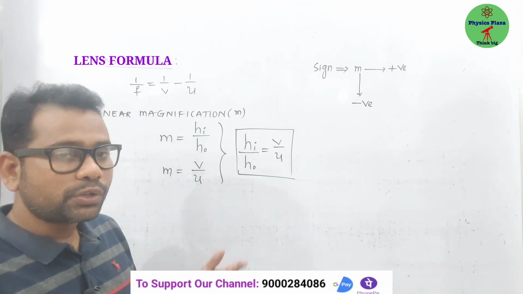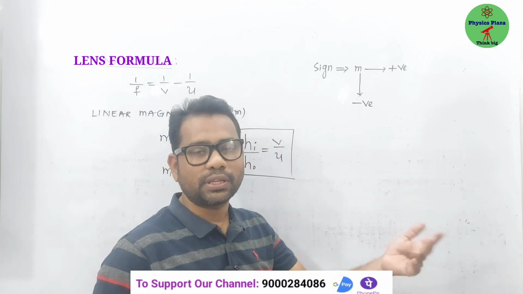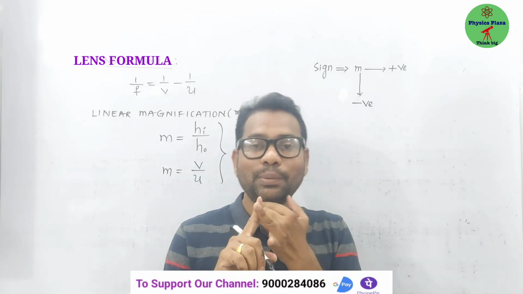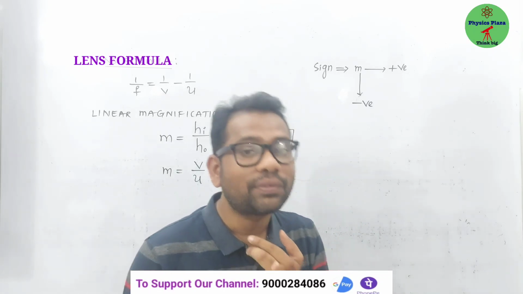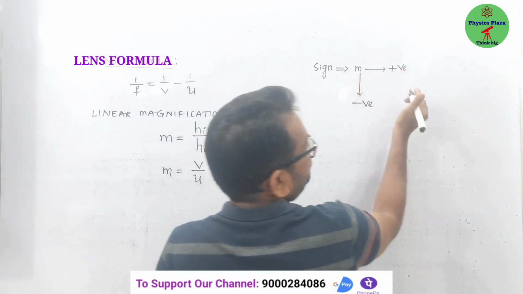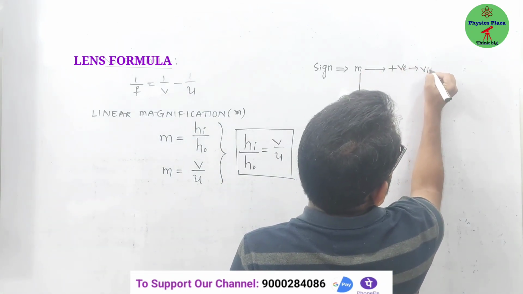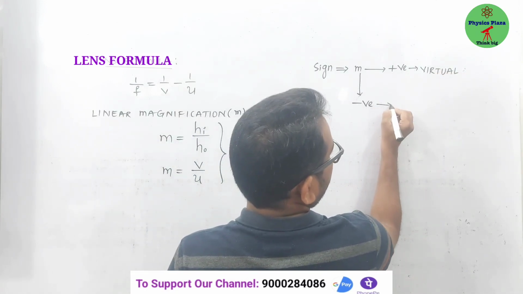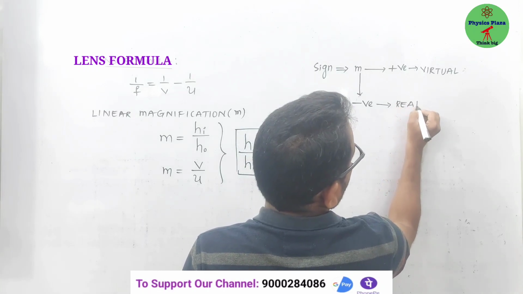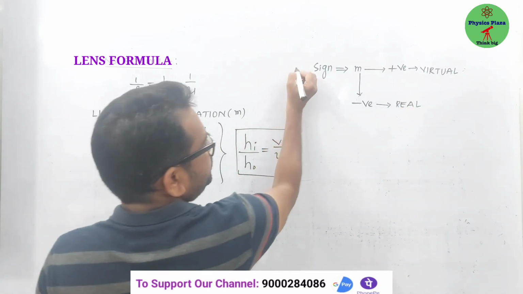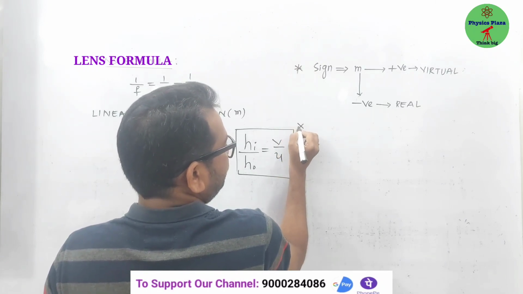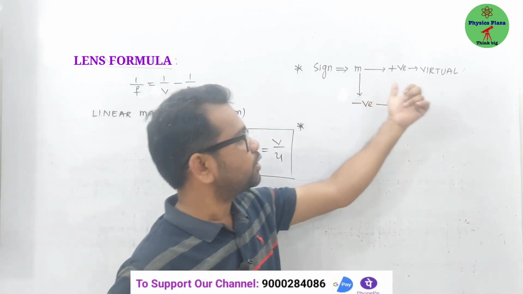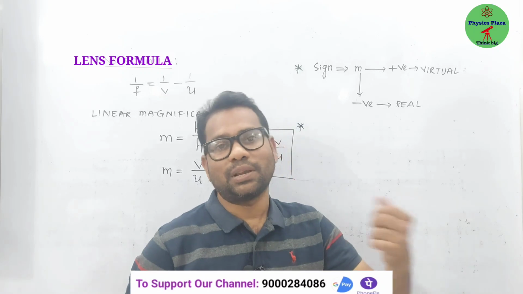Try to understand here. Object height is always positive because it is above the principal axis. If the image is also formed above the principal axis, then object height and image height will both be positive. So hence, linear magnification is positive. Linear magnification positive means it is a virtual image. Very good. If linear magnification is negative, it means it is a real image. Very important. Clear? Fine. So by knowing the sign, we can know the nature of the image formed. If linear magnification is positive, it means virtual image. If negative, it means real image.